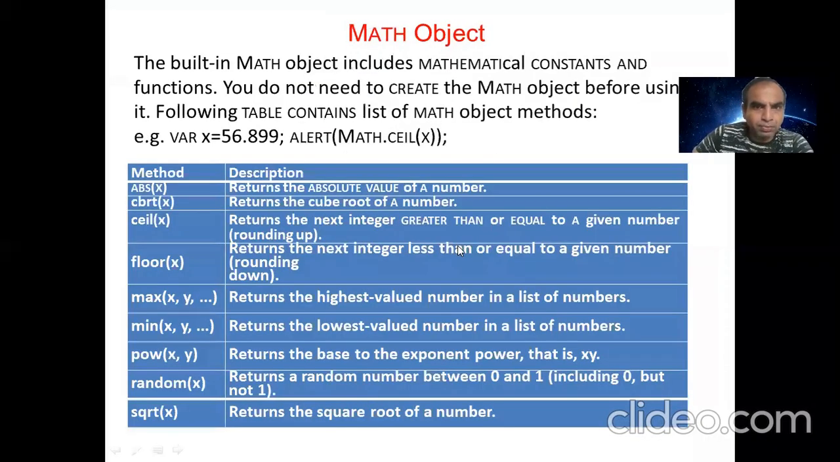Now we will continue. Math object. There are many built-in math objects that include mathematical constants and functions. You do not need to create the math object before using it. So the following table contains the list of the math object methods. Example, var x is equal to 56.899, a decimal point number, and we show that with the alert box, Math.ceil(x).